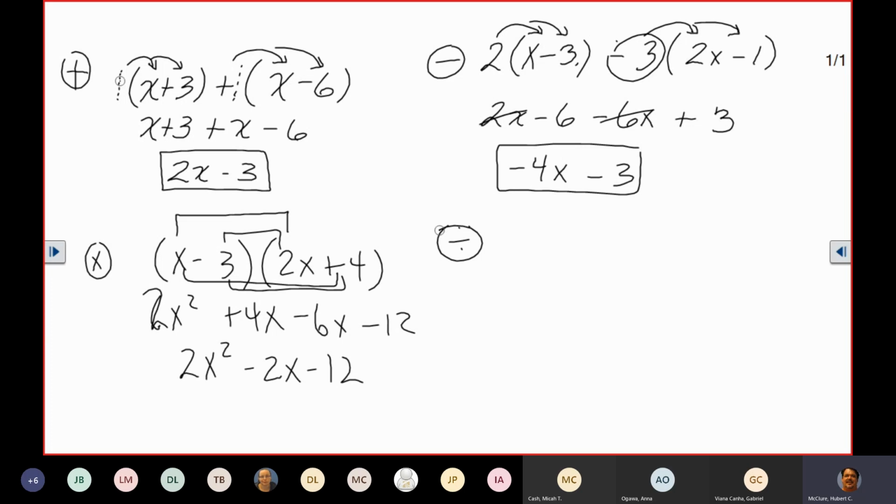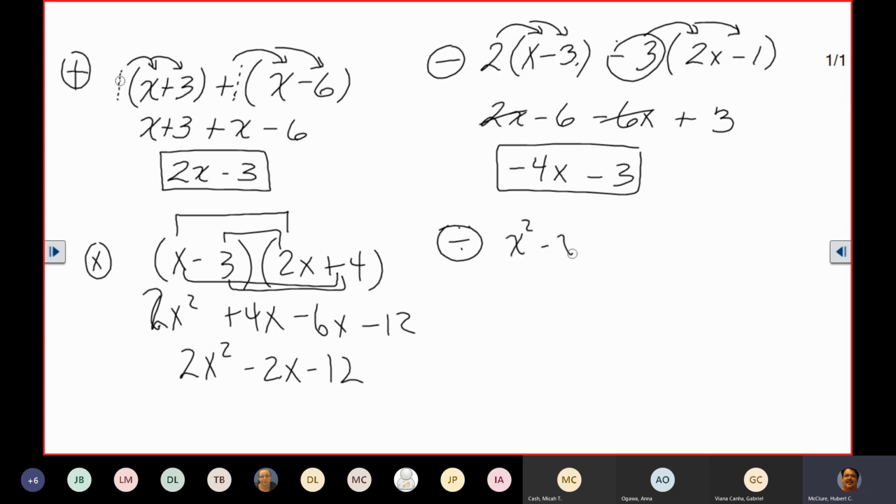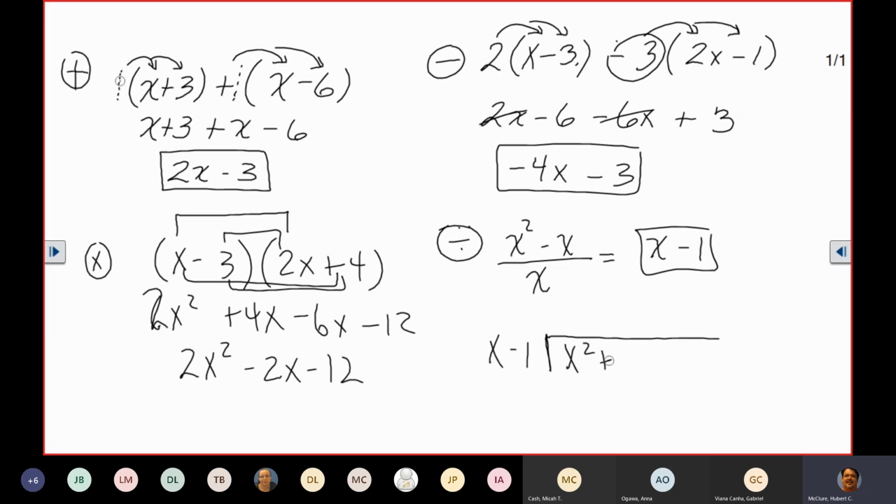You were told two different types of division. You were told single division, x squared minus x over x, which gives you x minus 1. Okay, because you can basically factor out the x and get x minus 1, the x is canceled. Or you were taught long division, x minus 1 into x squared plus 2x minus 3.